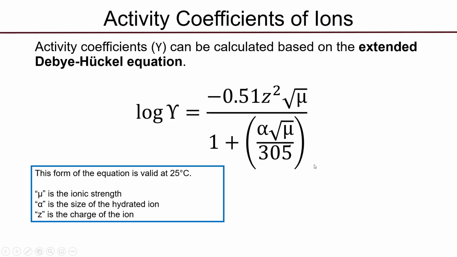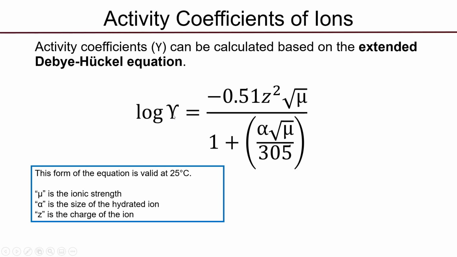So notice a couple of things. First, gamma values are specific to ions. So the ionic strength of solution is something that you'll probably have to calculate before you try to figure out what the activity coefficient is. So you'll have to calculate mu separately. But if you know what ion you're dealing with, you should know the charge, and you'll be able to find the alpha value, the size of the hydrated ion, in the table.